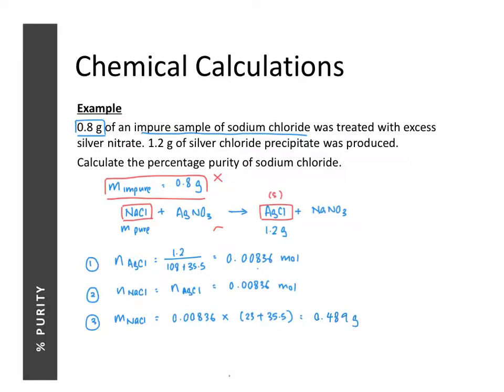Alright, now that we have found the mass of the pure and the mass of the impure is given in the question, what is left to be done is to find percentage purity, which is the mass of pure divided by the mass of impure, multiplied by 100%.